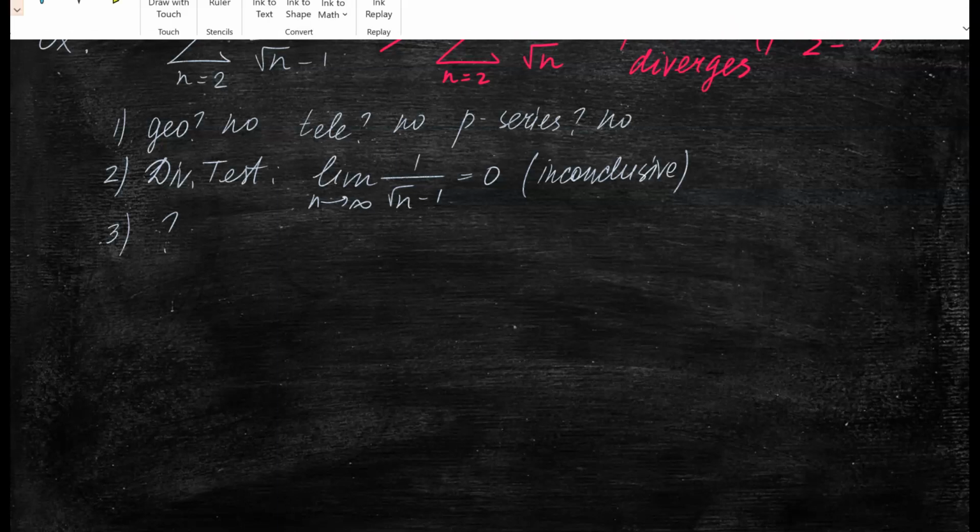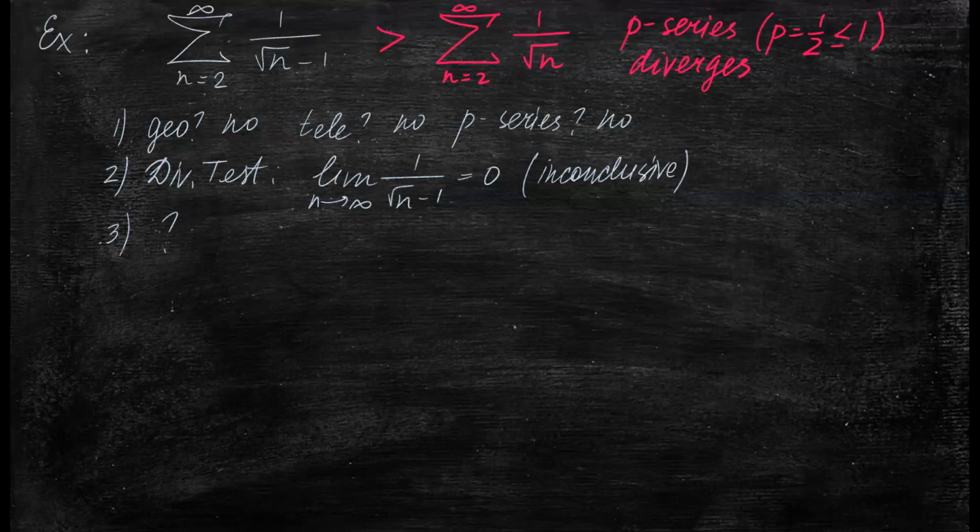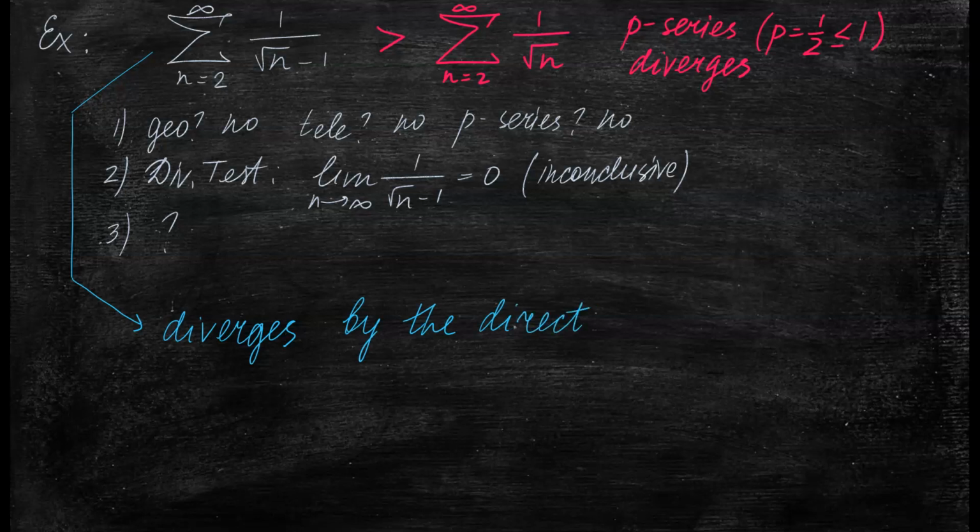So what does it mean for the original series? Well, the original series now has to be bigger than the divergent series, but to diverge means that the sum is infinite. So being bigger than infinity means it diverges. And again, this type of argument is called the direct comparison test.